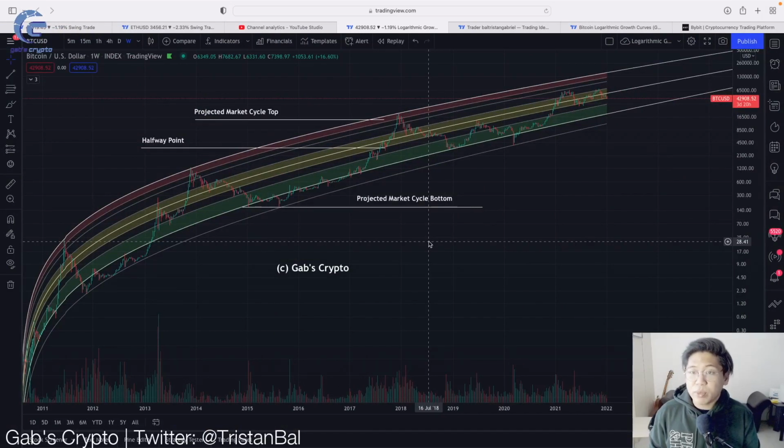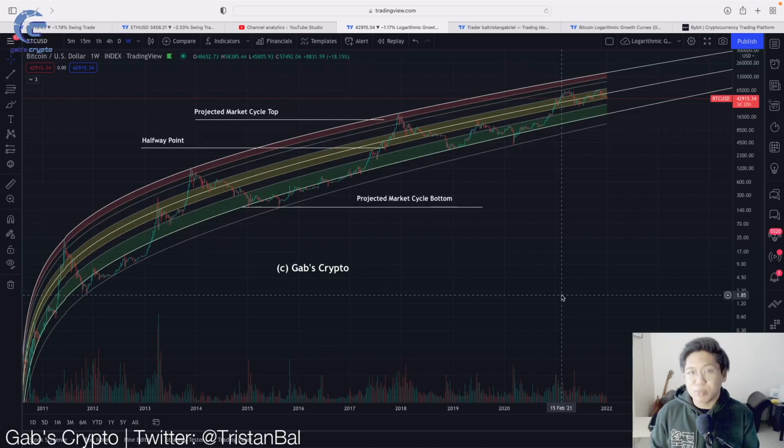Bitcoin 2022 price prediction using the Bitcoin logarithmic growth curve. Stay tuned to know more.